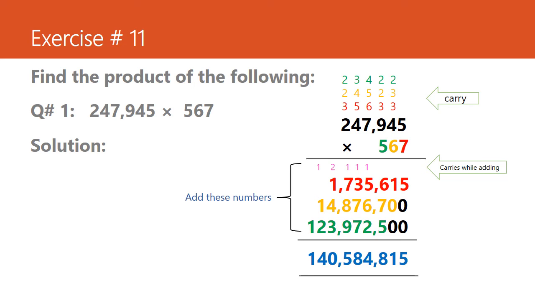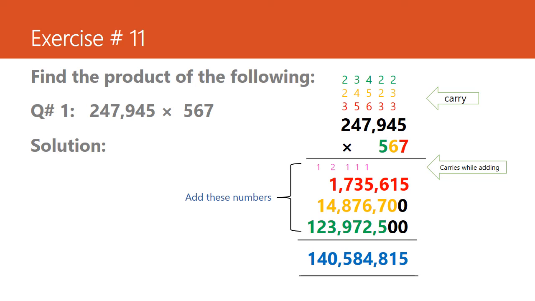Now put an additional 0 in the next line, as you can see an additional 0 written in the second line with black color. Why do we need an additional 0? Because the next digit of the multiplier is 6 and the place value of 6 is 60, so you will put a 0. Similarly, you will put 2 additional 0s in the third line for the hundreds place.